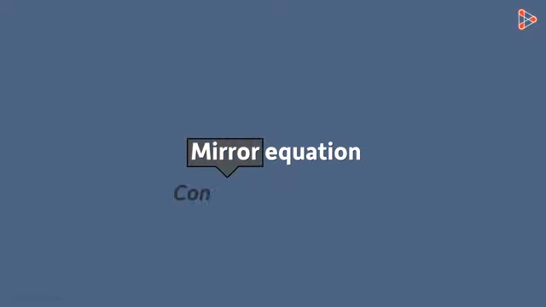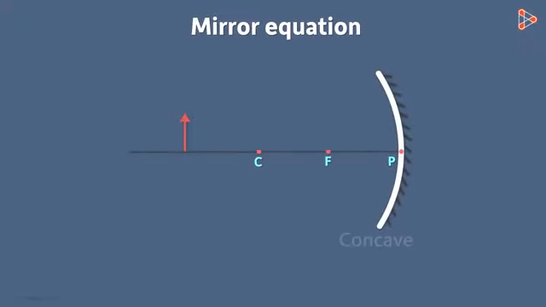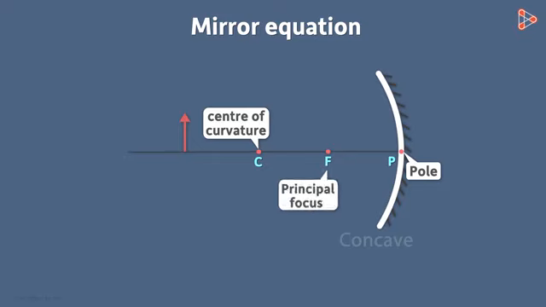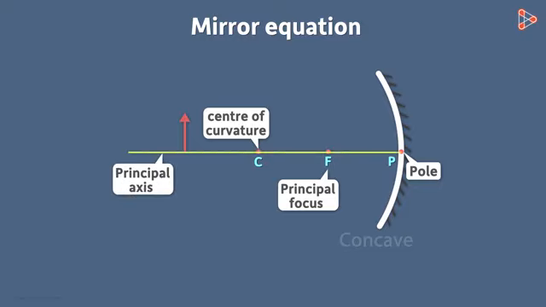Should we draw a concave mirror or a convex one? Well, the mirror equation works for both. But let's start with a concave mirror. You are already familiar with all these symbols. P is the pole, C is the center of curvature. It is the center of a sphere of which the reflecting surface is a part of. The midpoint of C and P is the principal focus F. And finally, the line which joins all of them is the principal axis.